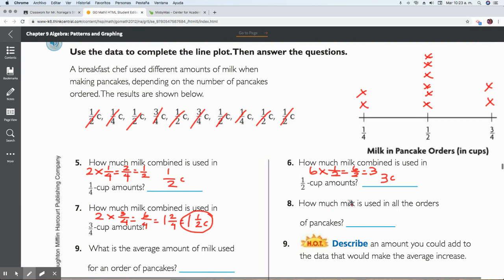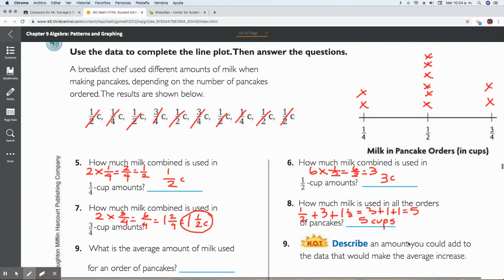Number 8, how much milk is used in all the orders of pancakes? So this means that I'm going to take the first answer, 1/2, plus the second answer, which is 3 cups, plus the last one, which is 1 and 1/2. Let's start by adding the fractions, 1/2 and 1/2. If you have 1/2 and you add another half, that equals a whole. So 3 plus 1 plus 1 would be 5. So the answer would be 5 cups.